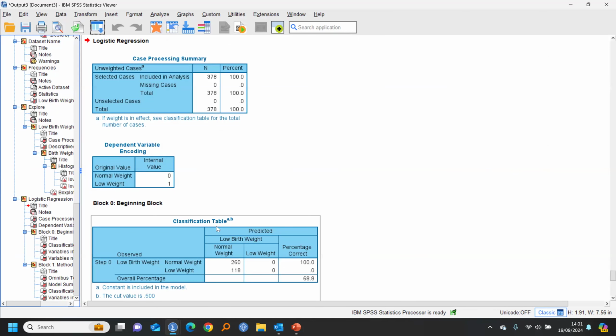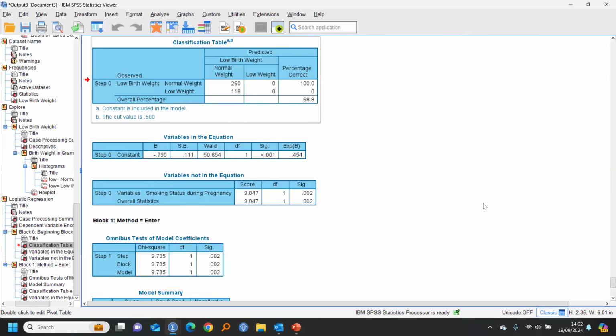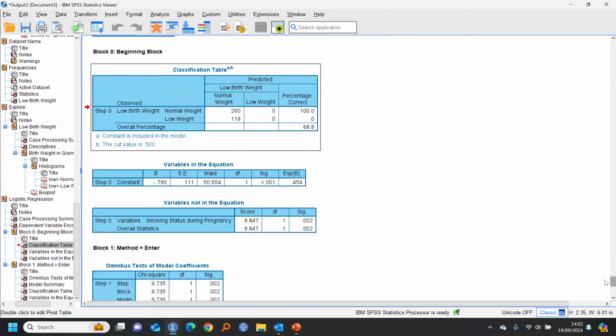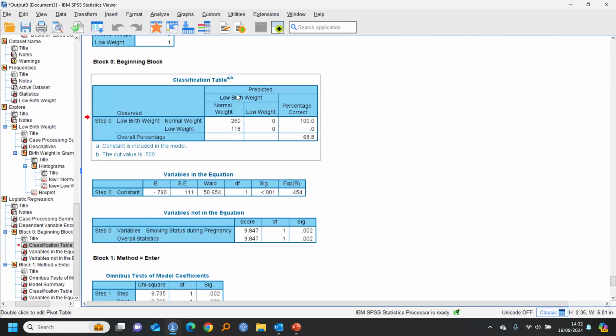So the default output this time starts off by producing a classification table, which is a little crosstab between what I predict the outcome to be and what the actual outcome is. It starts with what it calls block 0. It says, I'm going to predict everybody to be normal weight. The reason is that if it starts with that as a baseline, it would be 68.8% accurate, so nearly 70% accurate. So of course it says, well, I might as well just assume everyone's going to be normal weight.